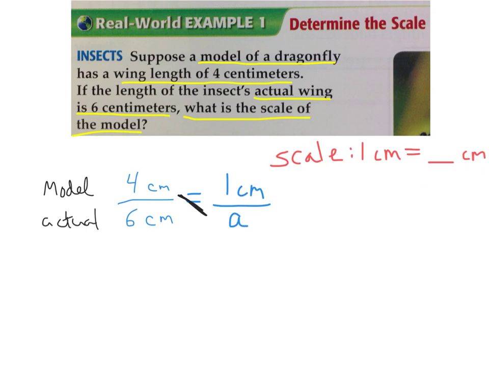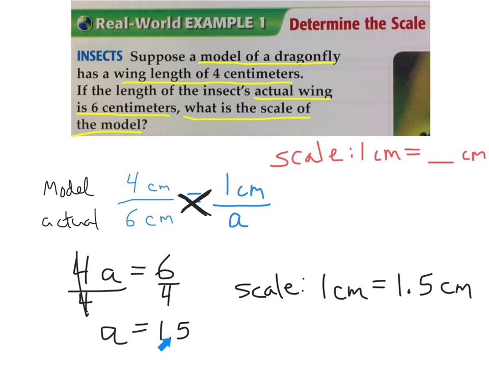And now I can use my cross products to create an equation that can help me solve this. So when I do that, I get 4 times A, and that's going to equal 6 times 1, or 6. And now I want to get A by itself, so I'm going to divide both sides by 4. That cancels out, and now A is going to equal 6 divided by 4. And 6 divided by 4 equals 1.5. So my answer, my scale, is 1 centimeter in the model is equal to 1.5 centimeters in reality.